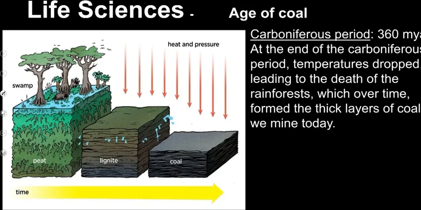Another thing that happened in the carboniferous period was at the end of the carboniferous period, temperatures dropped. So the rainforests died. And as these rainforests died, so if we have a look, here is the rainforest, the swampy forest. The trees died because it got cold. They decomposed. And eventually, after millions of years, they formed coal. So all the coal beds that are mined in South Africa originate from the lush forests during the carboniferous period.